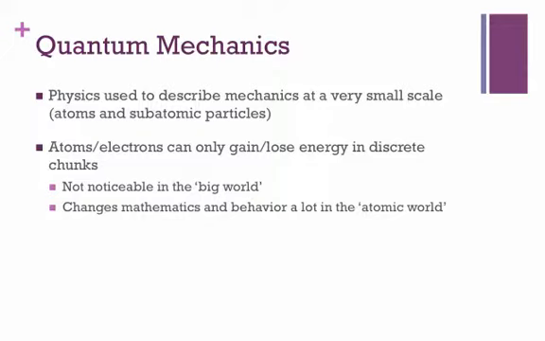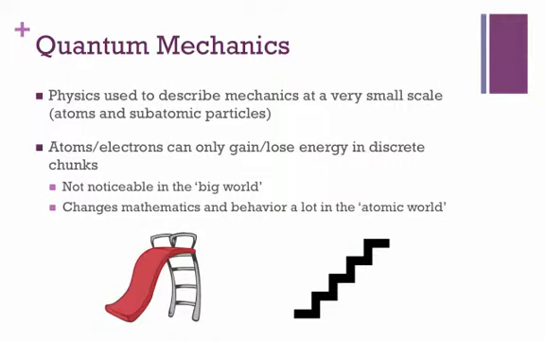We don't notice this different behavior in the big world. We see the world as being very continuous. It's a smooth transition from one thing to another. But as you zoom in and zoom in and zoom in, the end result is that once you get down to the atomic level, those smooth transitions that we expect to see are replaced by steps, individual jumps, as electrons jump from higher levels to lower levels. So this very dramatically changes the mathematics and the behavior of particles in this atomic world.